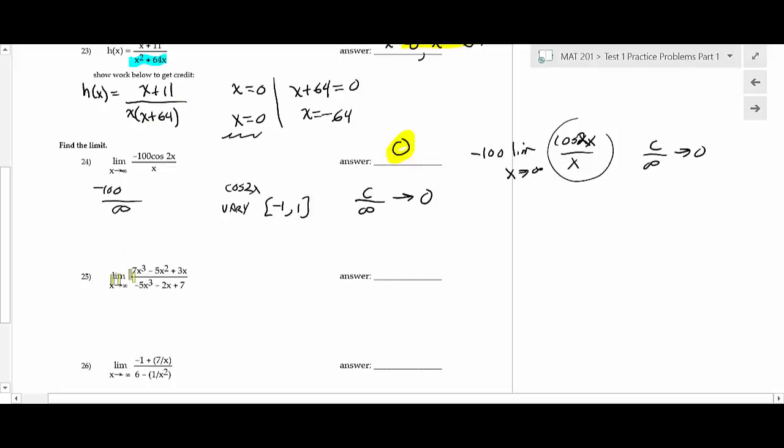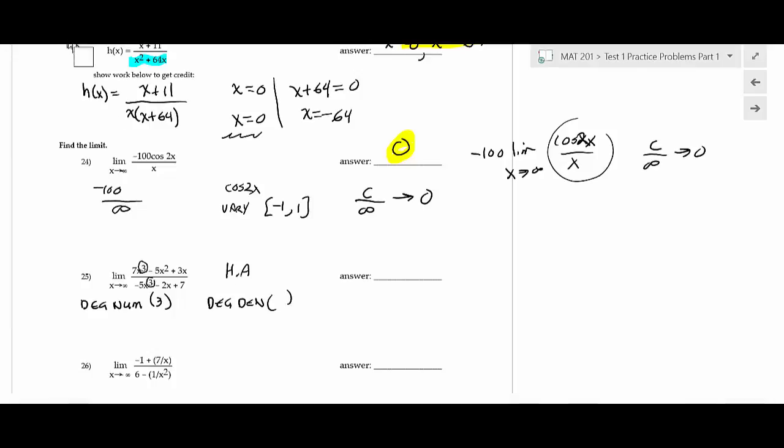Okay, the next one, again, you're looking at a limit as x goes to infinity of a rational function, so you kind of get interested in the horizontal asymptotes. The degree of the numerator is the highest power, that's going to be 3. The degree of the denominator is again the highest power, which is also 3. So we learned a rule that said if the degree of the numerator and denominator are the same, which they are, then y equals the ratio of the leading coefficients is going to be that asymptote.